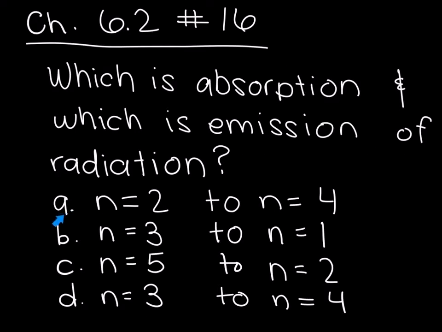A, n equals 2 to n equals 4. B, n equals 3 to n equals 1. C, n equals 5 to n equals 2. And D, n equals 3 to n equals 4.